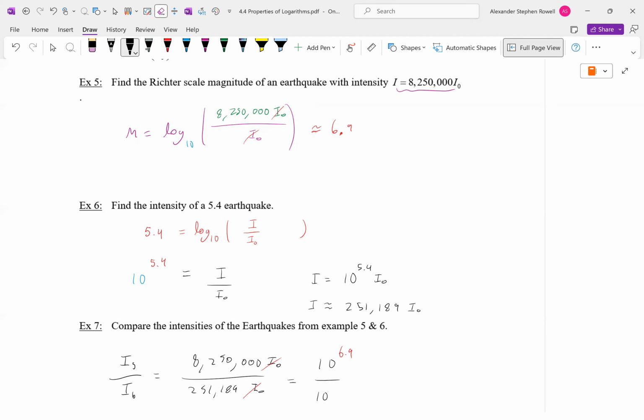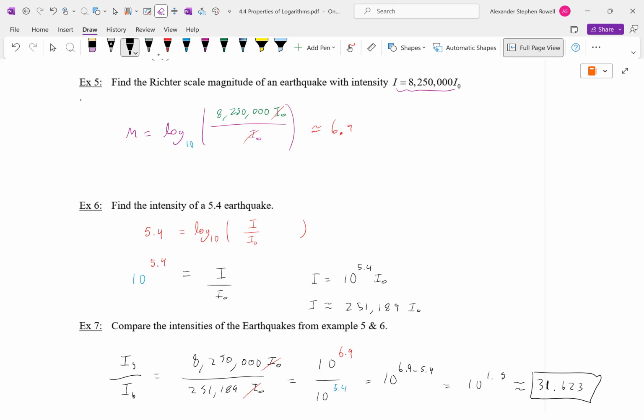over 10 to the power of 5.4, and we subtract the exponents to get 10 to the power of 6.9 minus 5.4, 10 to the power of 1.5, which is about 31.623. It's 31 times more intense, a 6.9 than a 5.4.